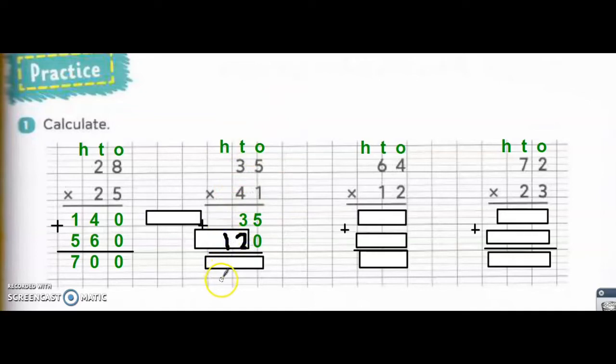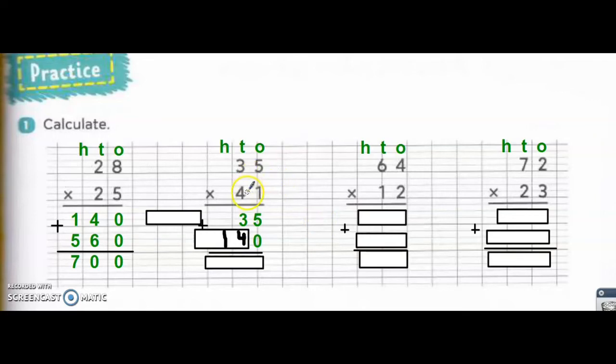Now, did I forget something? I'm feeling as if I forgot something. Let's check again my work. 4 times 5, it's 20. And I carry 2. 4 times 3, it's 12. And I have a carry of 2. Okay, it's 14. But still, I'm feeling as if I forgot something.